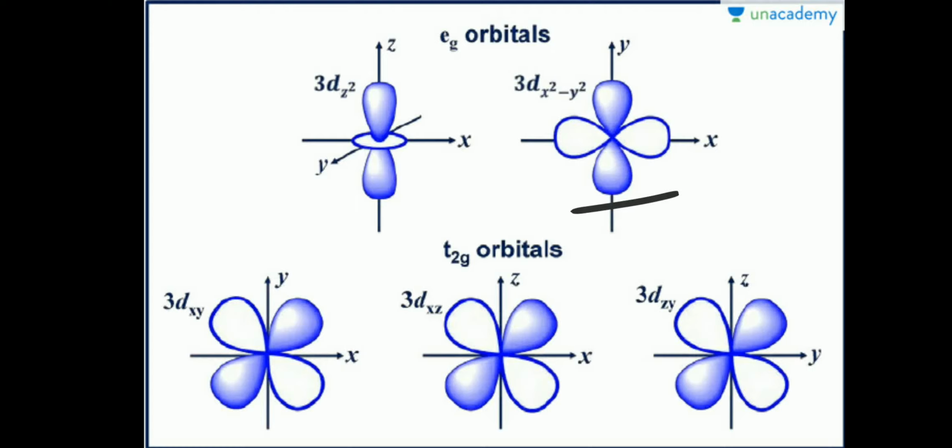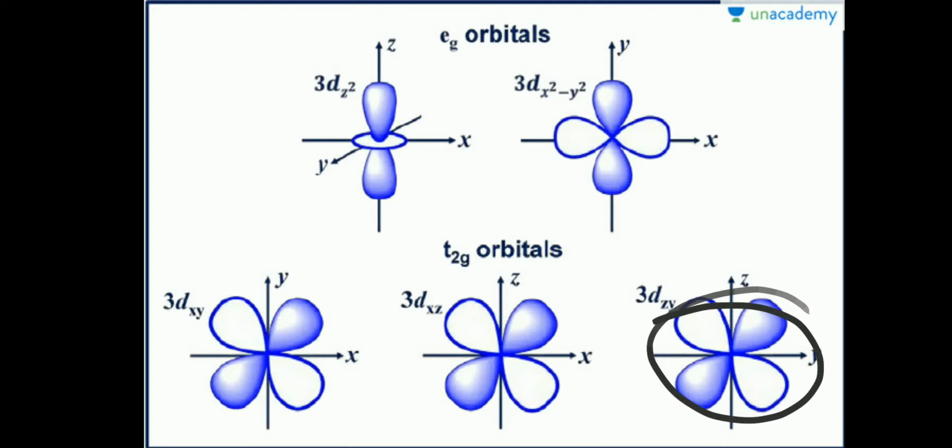So whenever a ligand approaches, these orbitals are more repelled or less repelled, and the repulsion is directly based upon this, because these orbitals are on the axis. Since the other orbitals are not on the axis, they are in between the axes, they will not cause that much repulsion. These are the basic things which you have already seen, so I'm not going to repeat everything again.